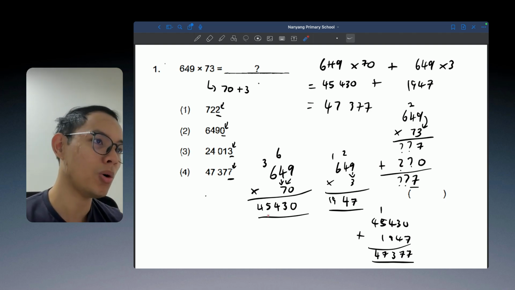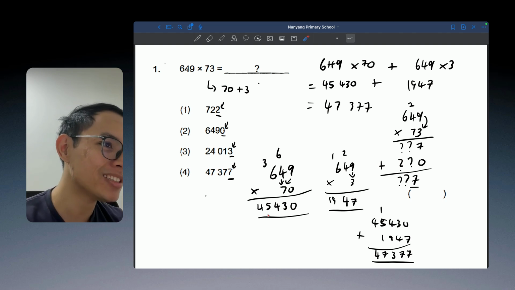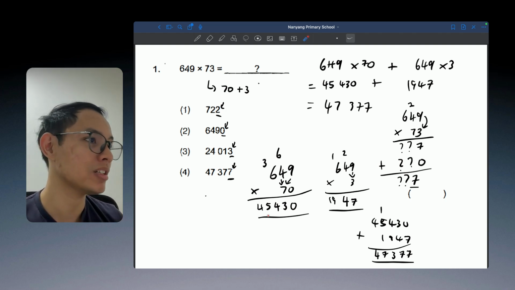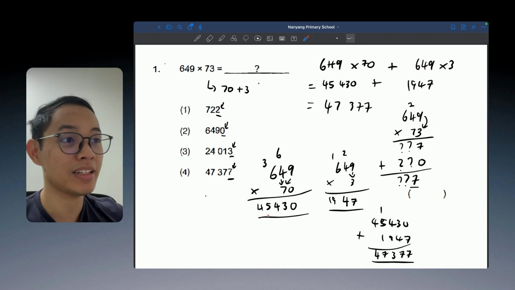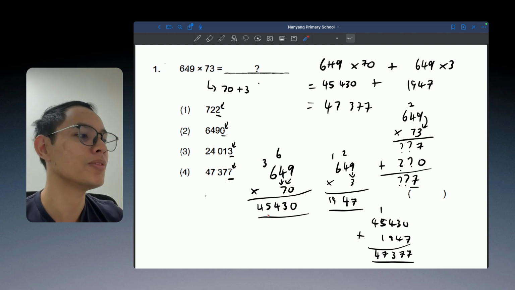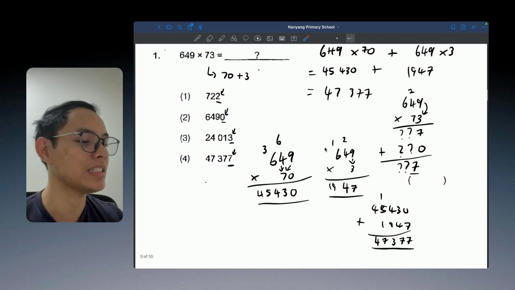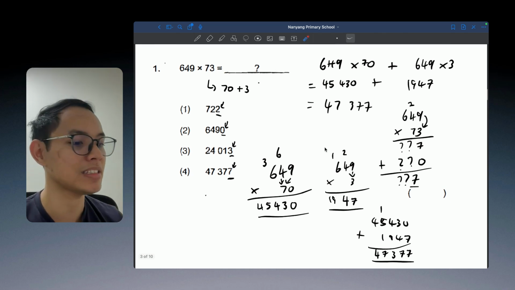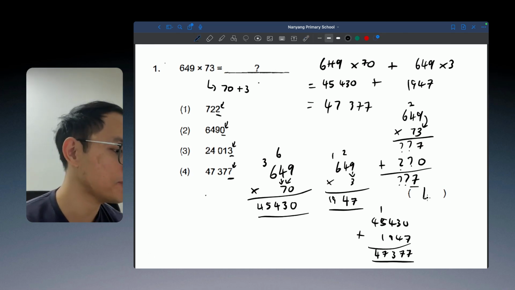If you were to do the whole multiplication, I think that's good, but it also takes a lot of time, and you can get careless mistakes along the way. So always use that last-digit trick to quickly answer, and if you have time, you can double check the answer as well. All right, so this is the answer. The answer is number 4.